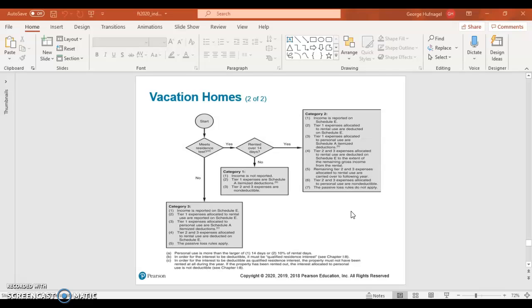The vacation homes, okay, so you're going to see if it meets the residence test. If it meets the residence test, is it rented over 14 days? If yes, you're going to go through these categories. If no, you're going to have the category where the income is not reported. If it doesn't meet the residence test, then you're going to come down here and look at your category 3, and then you would have different rules. Your passive loss rules would apply, and we can talk about that.